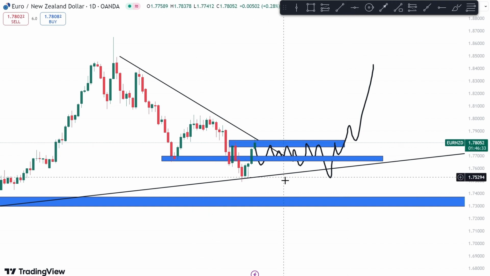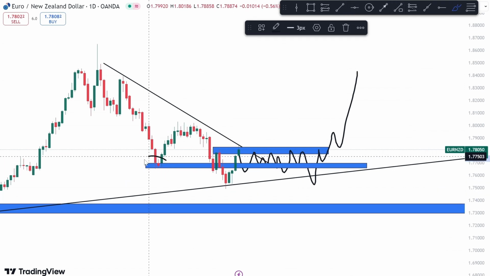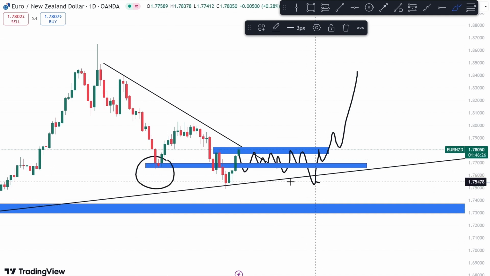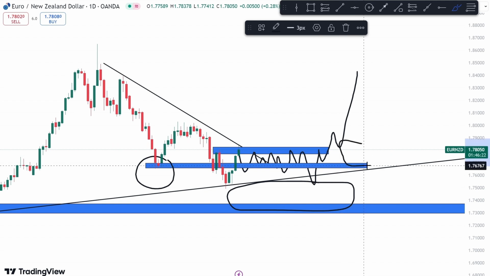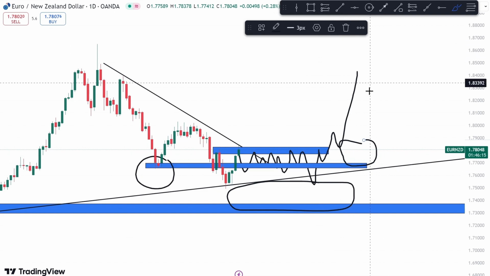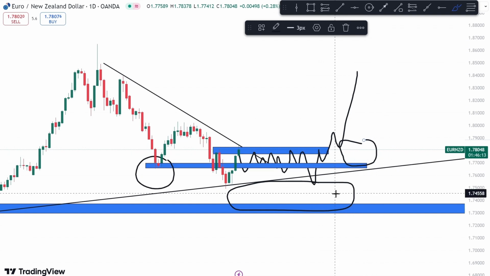This would also be a head and shoulders setup, with this being our left shoulder, this being our head, and then this being our right shoulder. Once price plays around this zone right here, that's when I would take price to push all the way to the upside. And this is simply how you approach the chart and simplify the way that you look at the chart.